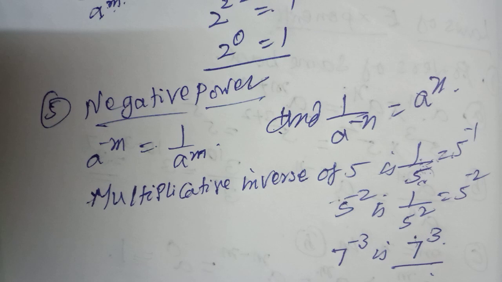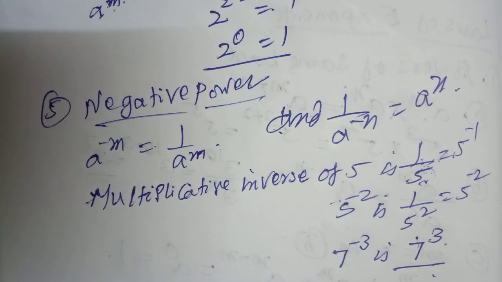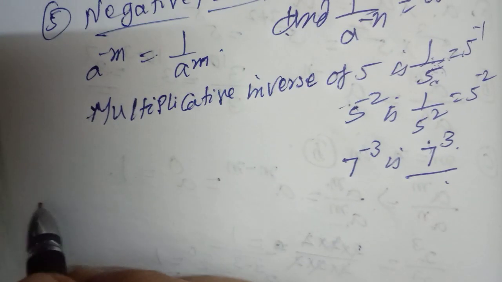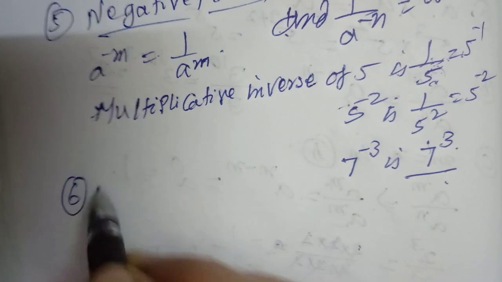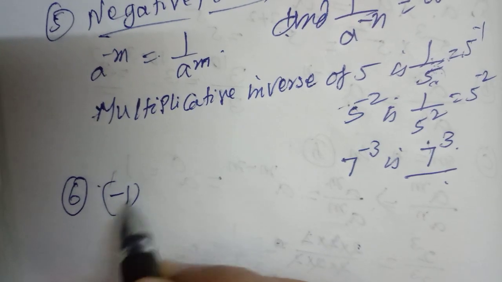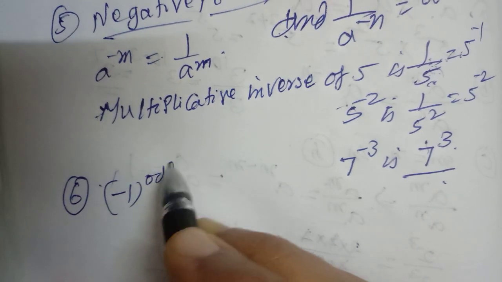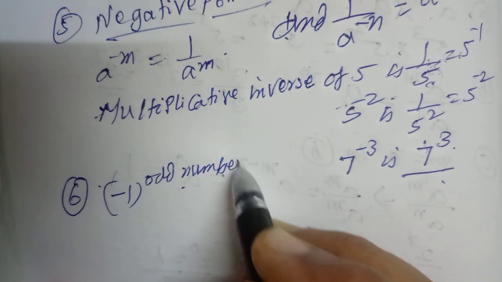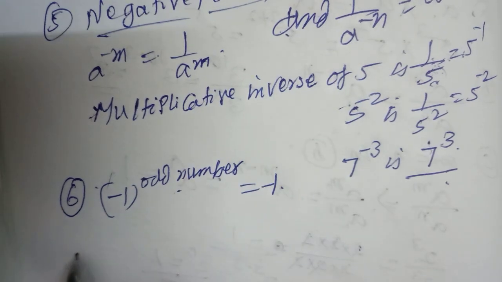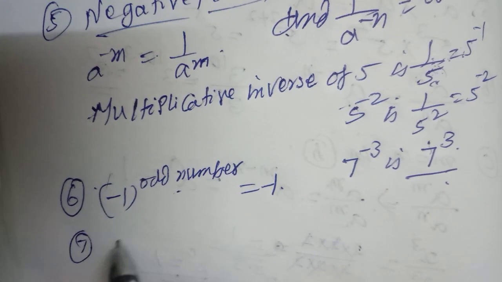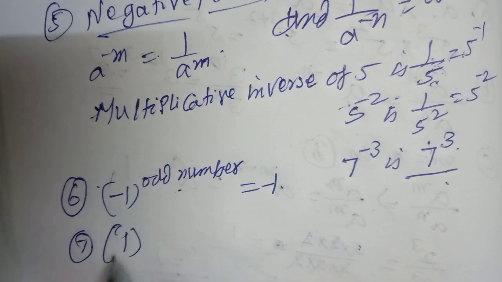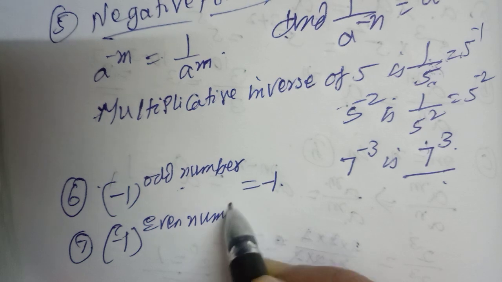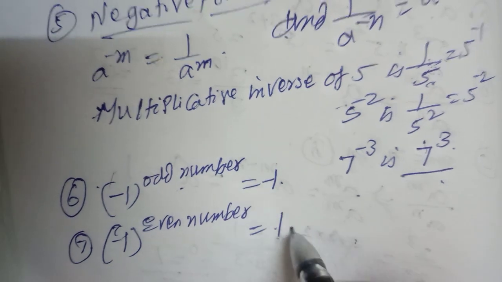Now children, you have to remember this one clearly. An important one which I wanted to tell you, which will be helpful for solving the problems: minus 1 to the power of an odd number is always minus 1. Minus 1 to the power of an even number is always 1.